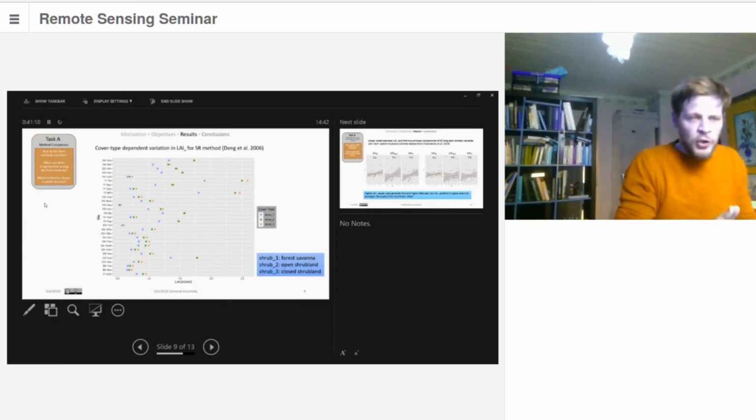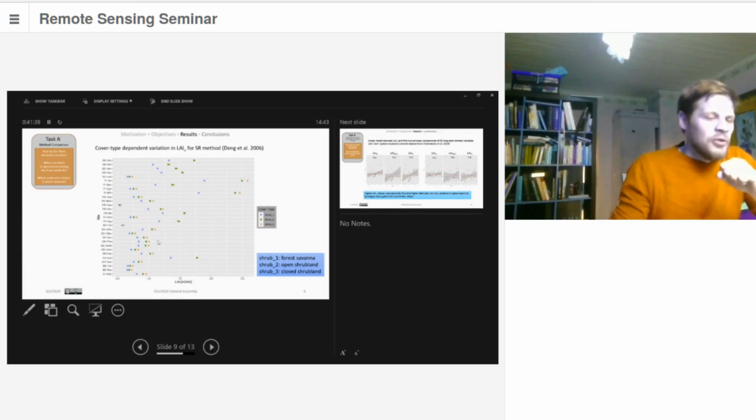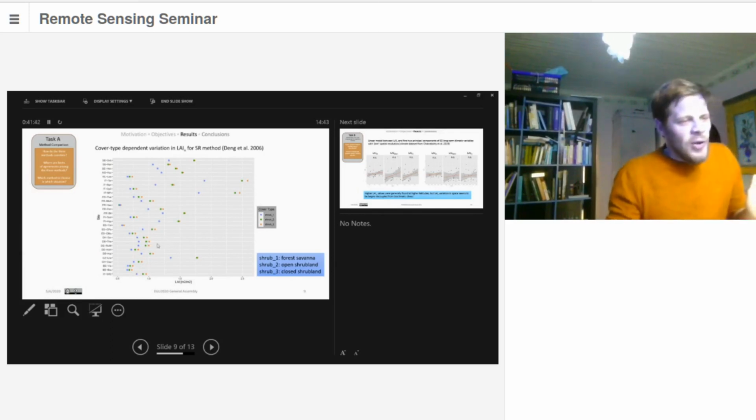Therefore we simply assumed 3 different cover types for each site and explored the variation that we got. We did this for 3 cover types that most likely resembled what we analyzed: closed shrubland, open shrubland, and forest savanna. At low or intermediate LAI ranges, they are reasonably close together. But at higher LAI ranges, the open shrubland and closed shrubland give you higher values, and forest savanna has a little bit lower values.